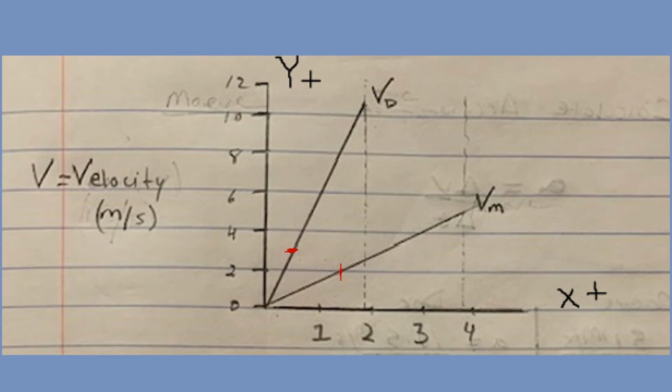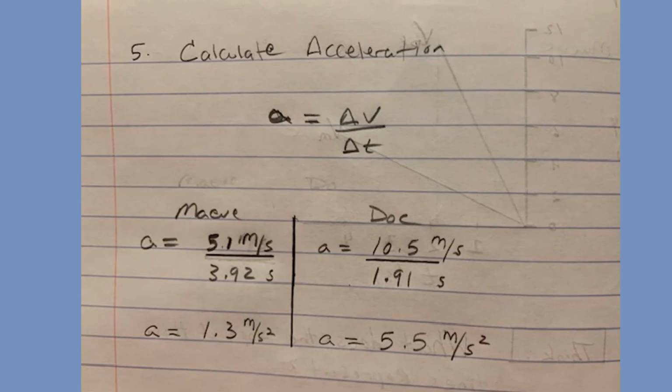Now, obviously, I've drawn this in my notebook, and I've taken care to be as accurate as possible. I'm also estimating, but it's very close. So we're going to use the formula of change in velocity over change in time to calculate acceleration. If you look down at Maeve's, you'll see that her change in velocity was 5.1 meters per second. So again, that's her final velocity minus her initial velocity of 0.0 meters per second.